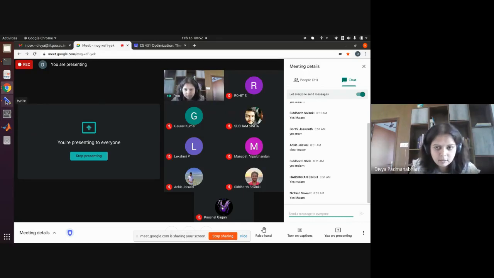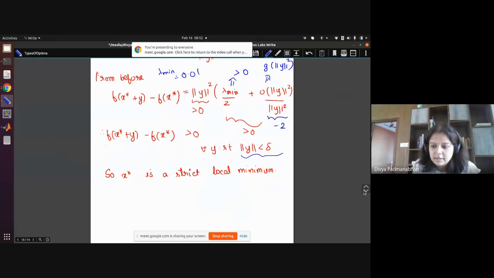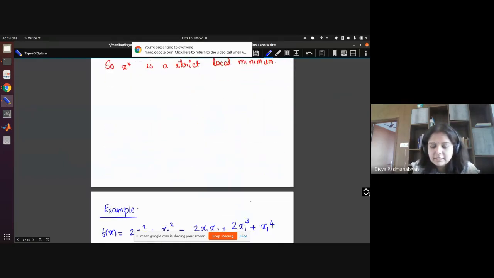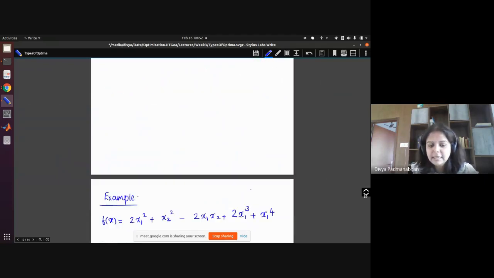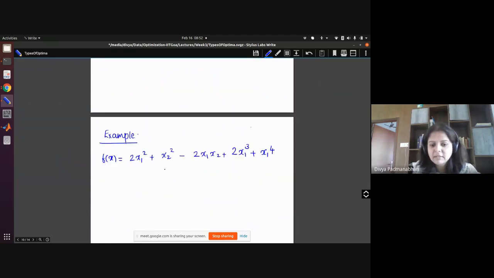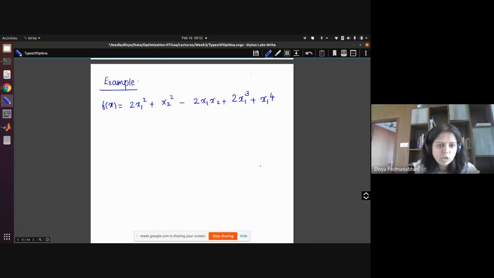Okay. All right. So now let's just go through an example. So you saw it's been about theorems and proofs. So let's just take an example. So suppose you have this function, okay? 2x1 square plus x2 square minus 2x1 x2 plus 2x1 cube plus x1 power 4. Okay, so I want to find all the optimal solutions, all the local optima for this problem. Okay, so how would you go about?